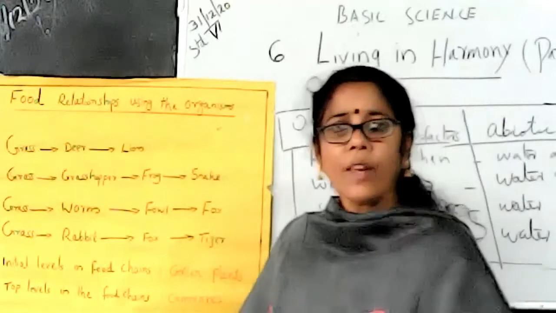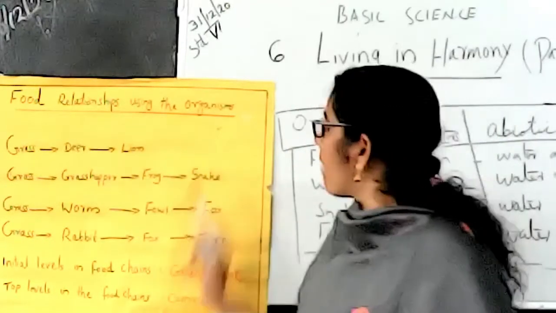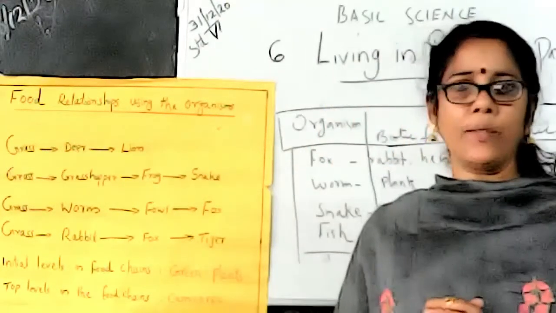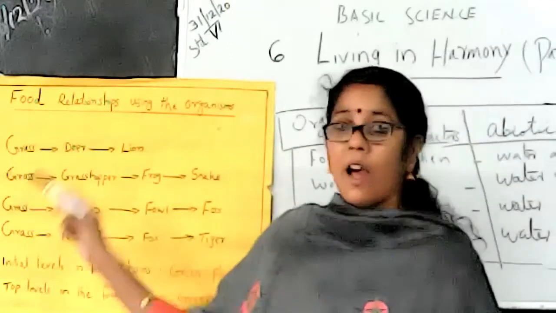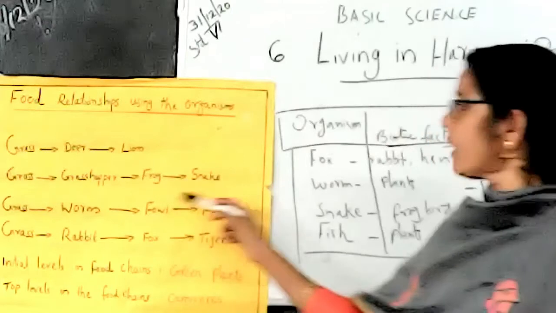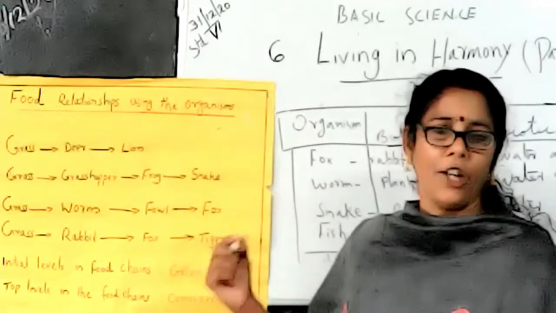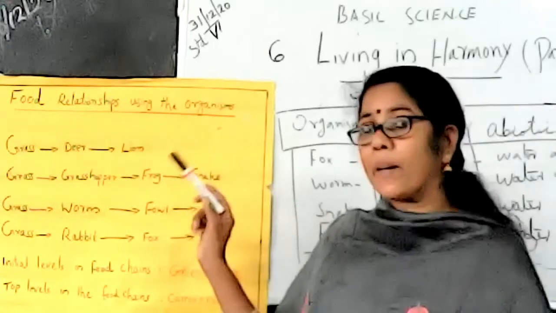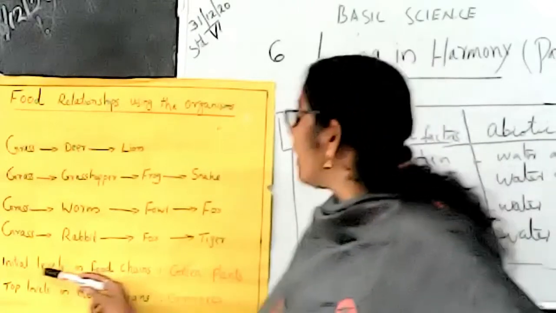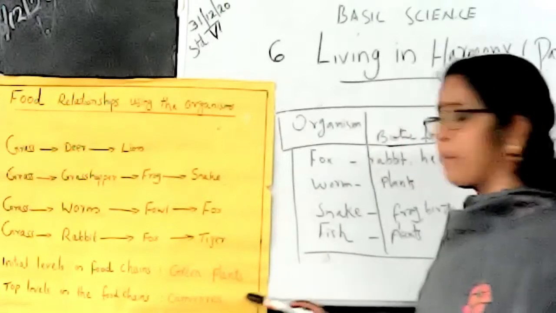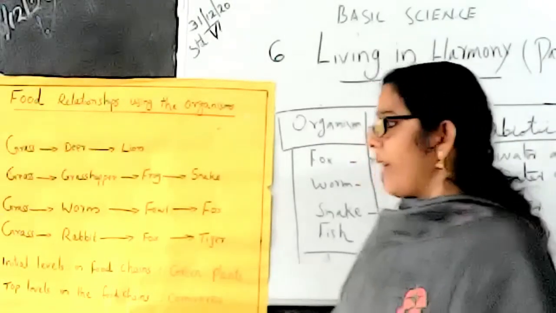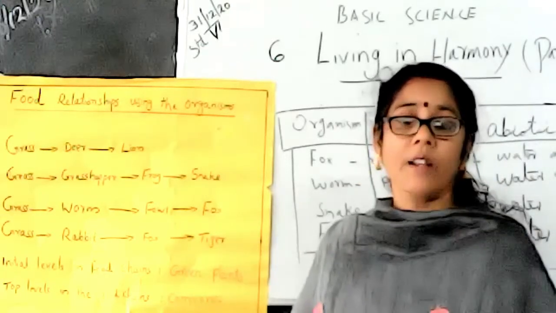From this food chain, we have to understand the initial level in the food chain. Write down the initial level in the food chain: grass. In this food chain, what is the last or top level? The initial level in the food chain is called the green plants. Herbivores are similar. The top level in the food chain is called the carnivores. Carnivores. Okay.